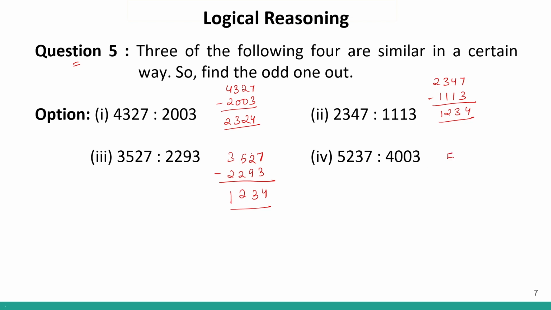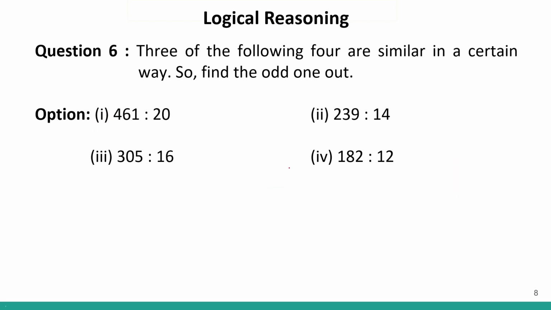Now if I find the difference between 5237 and 4003, this will be 4321. So I can see in option number 2, option number 3 and option number 4, the difference is the same, that is 1, 2, 3, 4. But in option number 1, we have a different difference. So option number 1 is the odd one out. It is different from all the other options. Clear?